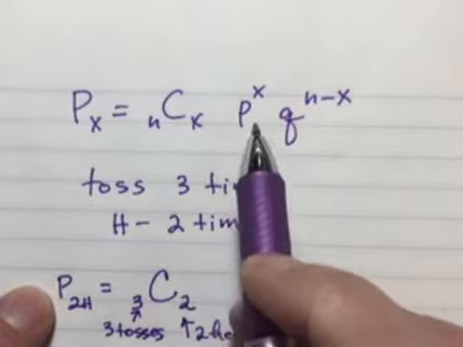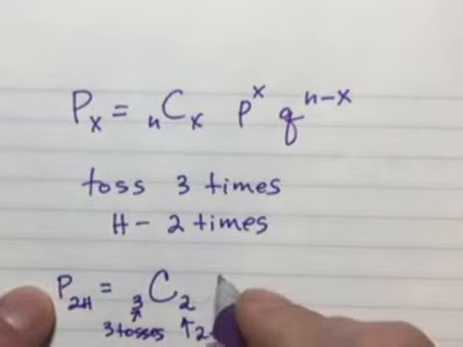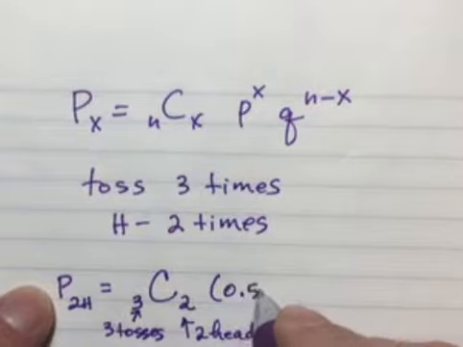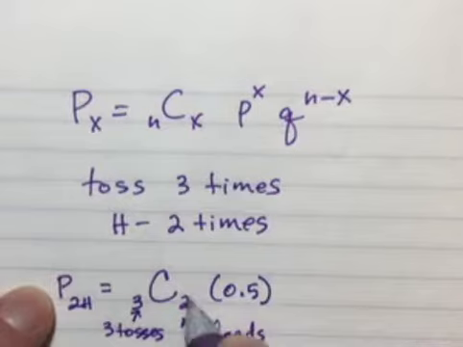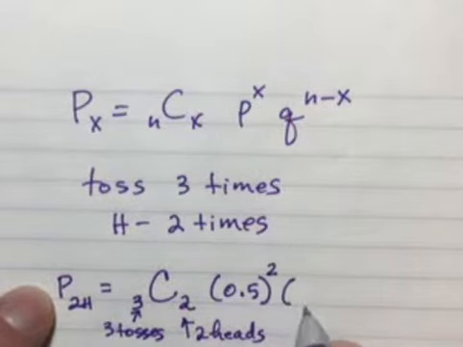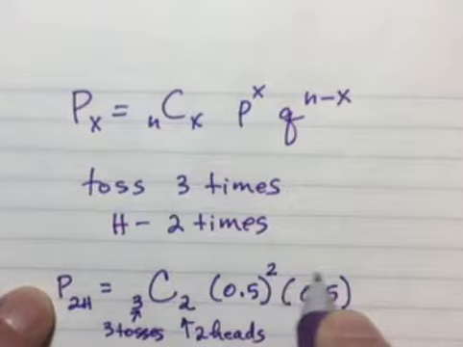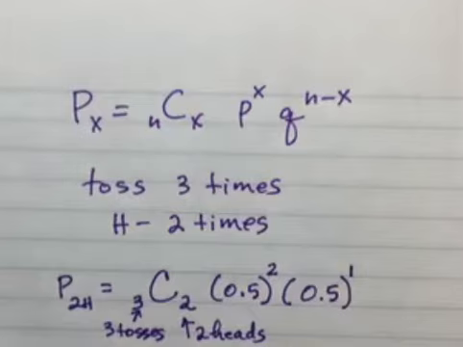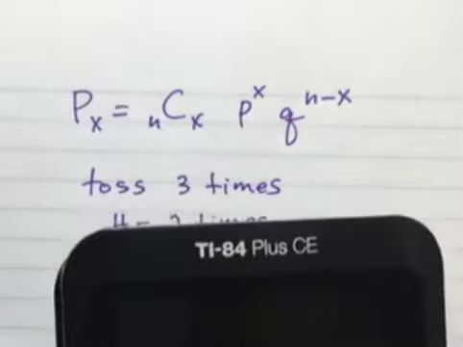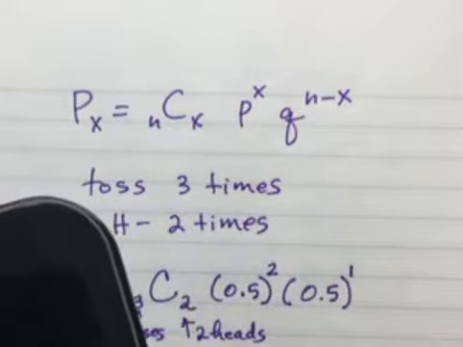And then this P is the probability that I'm going to get a head. That's going to be 0.5. I raise it to this little x here, which is 2, because that's how many times I want to see heads. Then the probability of not getting a head is 0.5, and I have 1 toss that would not be a head. Then I'm going to plug that into my calculator. Now, you all have buttons on your calculator that I'm going to try to show you, but my screen is not super big here.